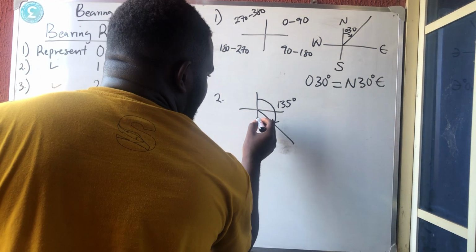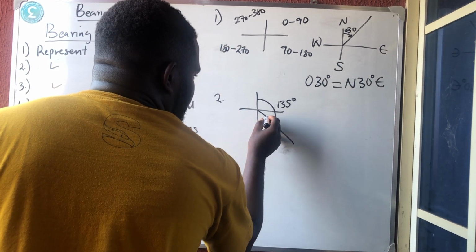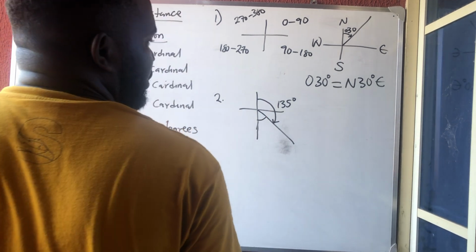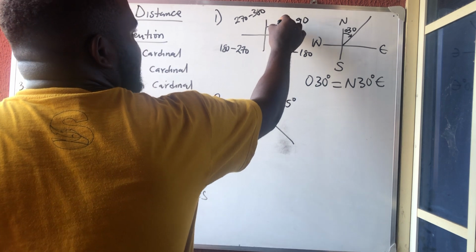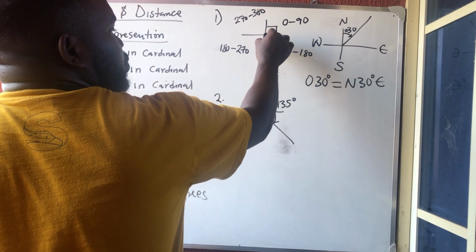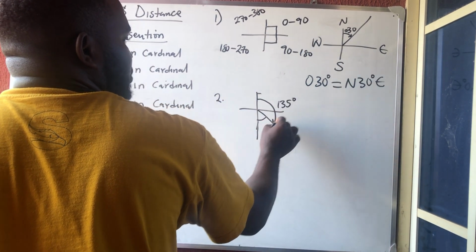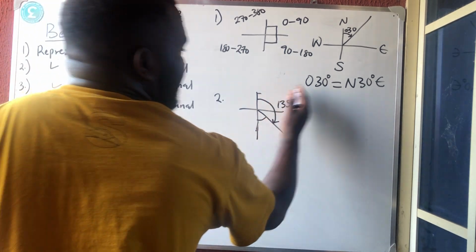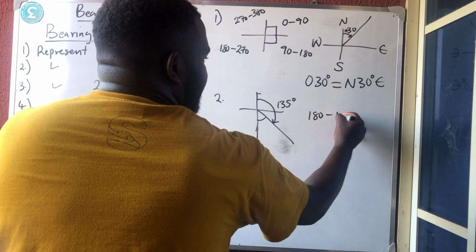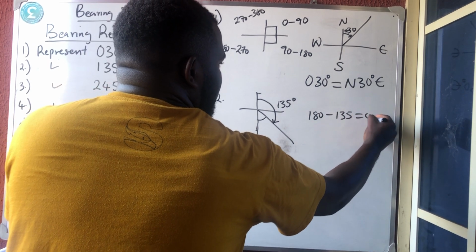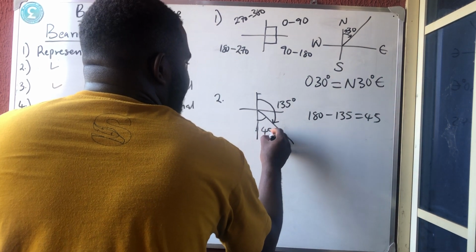So we need a small angle with the vertical, which is this one. How do you get this small angle? I know that from here to here is 90, and to this place is 180. So if from here round to this place is 180, I will say 180 minus this one to get this small angle. So it will be 180 minus 135, which is 45. So here is 45 degrees.